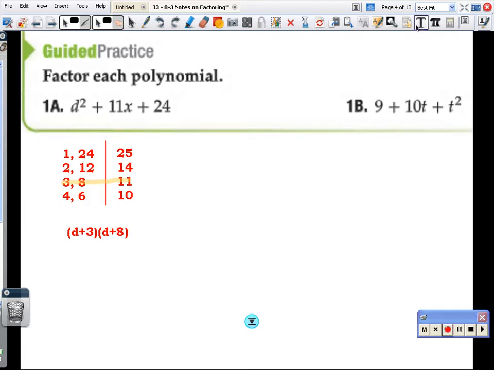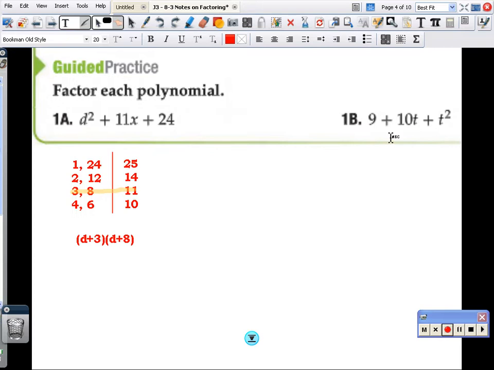Take a look at B. B is the same kind of problem, it's just not in standard form. So the first thing I would suggest doing is rewrite the problem so that it looks like all the other problems. So t squared plus 10t plus 9. I'm being very careful to make sure that I keep the signs with the correct terms so that I know what's positive and what's negative. Here they were all positive, so that was pretty easy. So then again, you're looking for two numbers that multiply to 9 and add to 10.